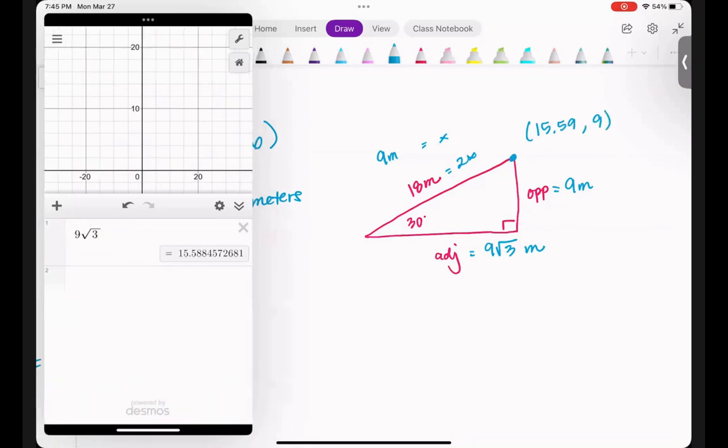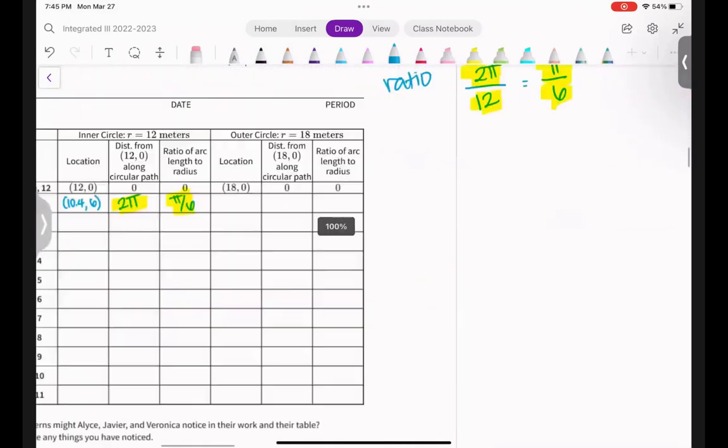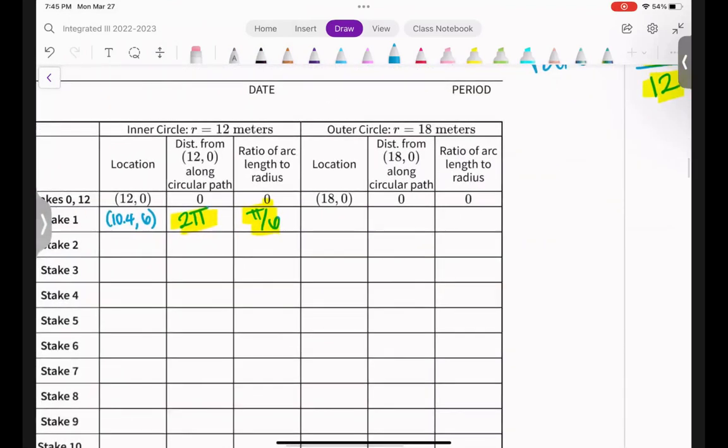Okay. Let's see if we see any trends there. So 15.59 comma 6. Not 6, sorry, comma 9. Sorry, I was looking at that other thing. Now I'm erasing. There it goes. 15.59, comma 9. There you go.